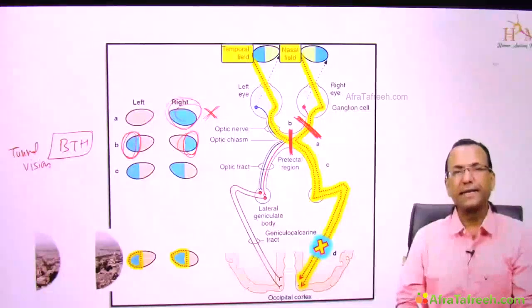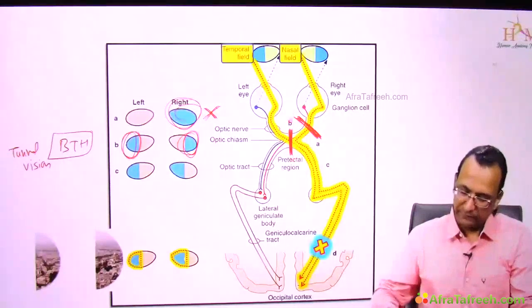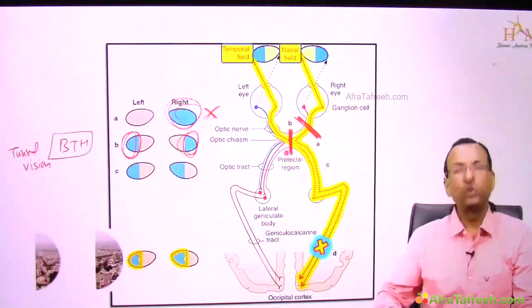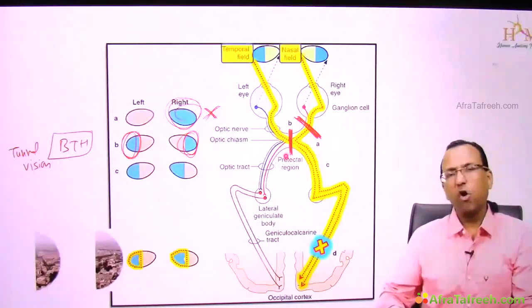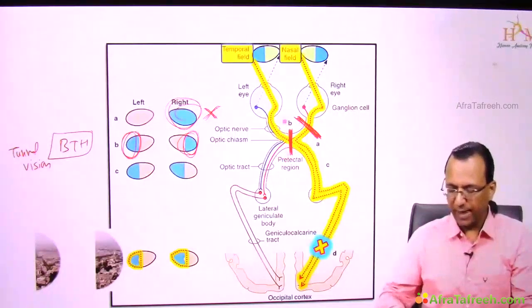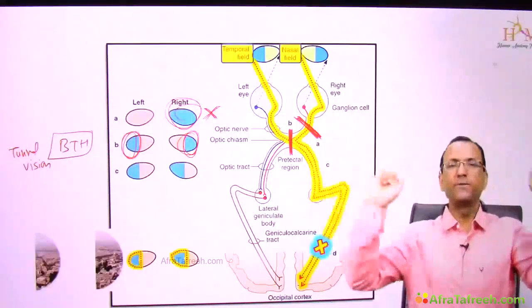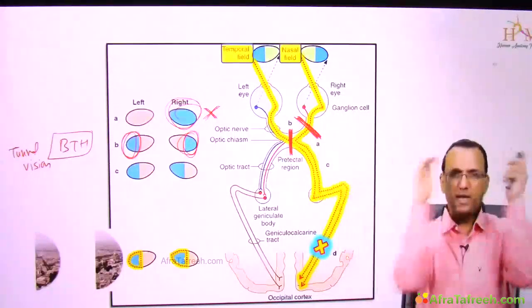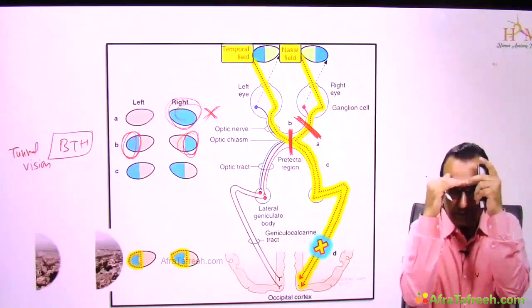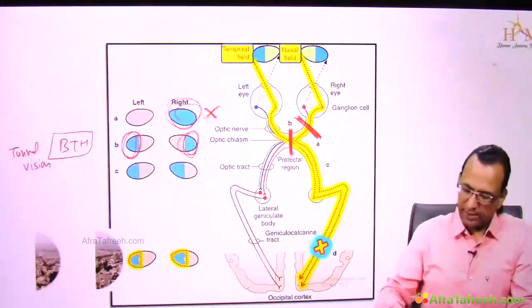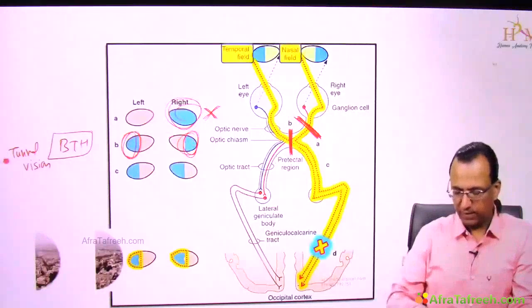So you are telling me that if there is a midline tumor, there is an injury to the optic chiasma? Yes. And when there is injury to the optic chiasma, there is bitemporal hemianopia, meaning both temporal visions are gone? Yes, only nasal vision is there. So, tunnel vision. A pituitary tumor is a midline tumor and results in tunnel vision, bitemporal hemianopia.